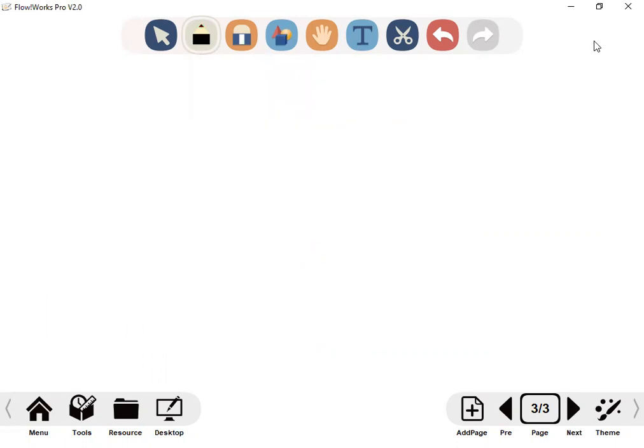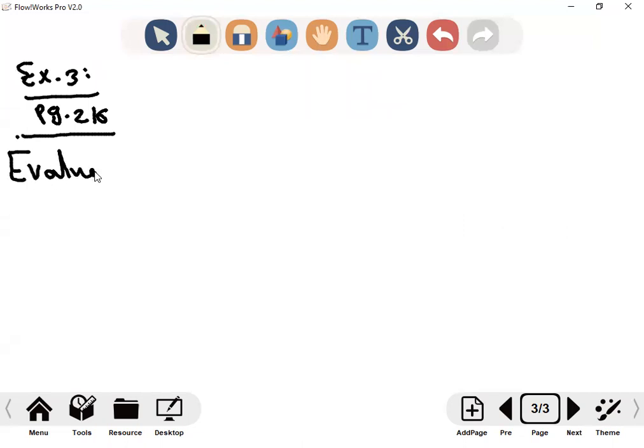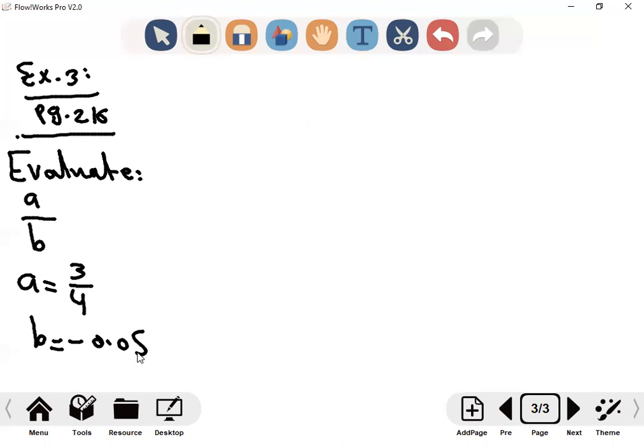Example 3, we are on page 216. Example 3, page 216. So now we need to evaluate A over B, which means A divided by B, right? If A is 3 over 4 and B is negative 0.05. Okay. Now here evaluate, and we took this idea before.